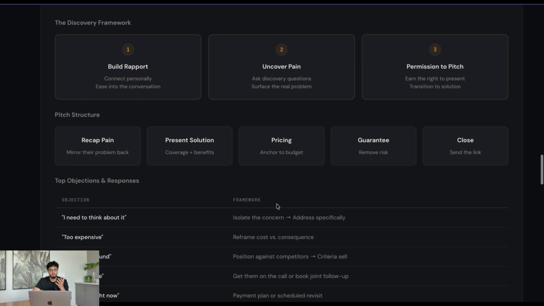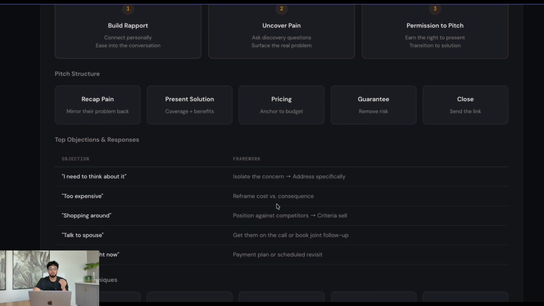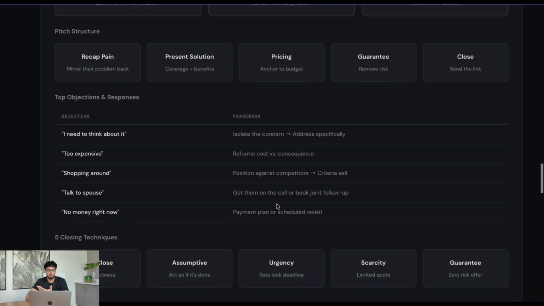And of course, objection handling, the biggest thing. You need to have these calls with your teams, objection handling, role plays, anything you can think about. You need to have these situations happen so they can learn. They need to be uncomfortable. They need to face these objections, right? I need to think about it. Too expensive. I'm shopping around. I need to talk to my spouse. No money right now. You need to make sure your agents can handle all of these.